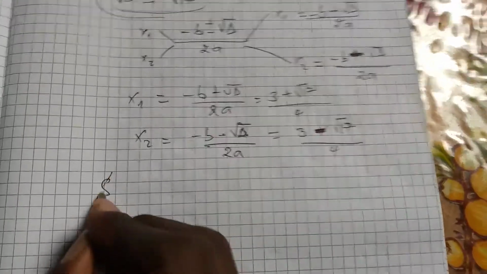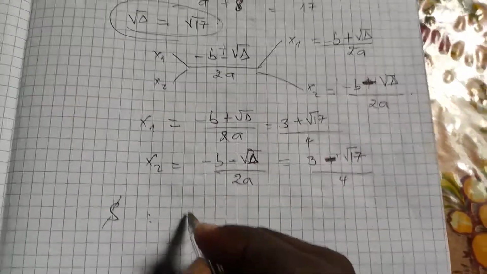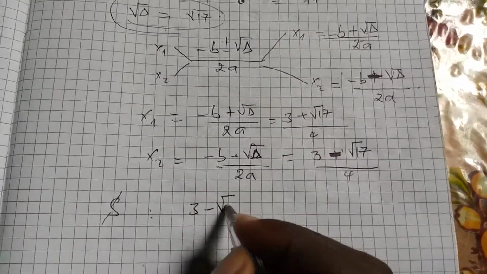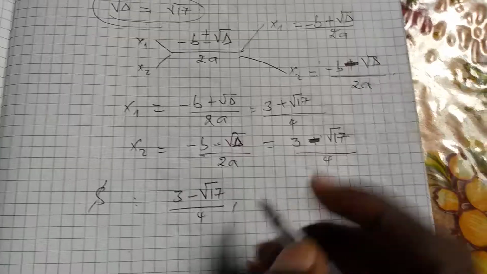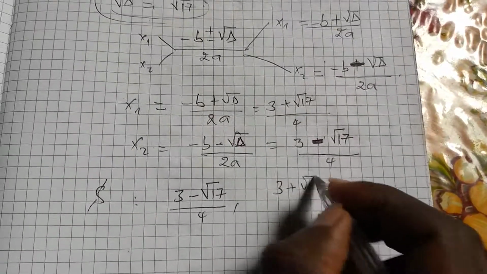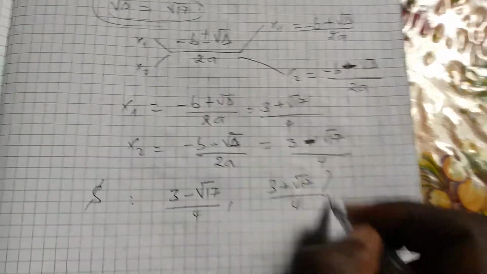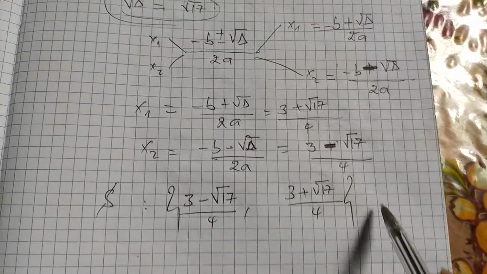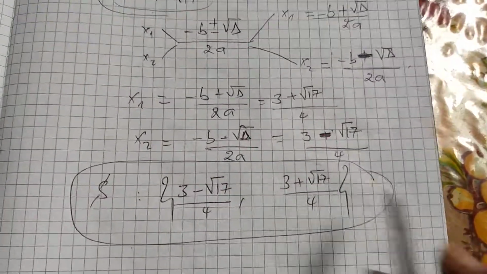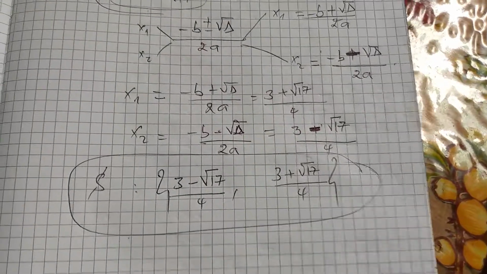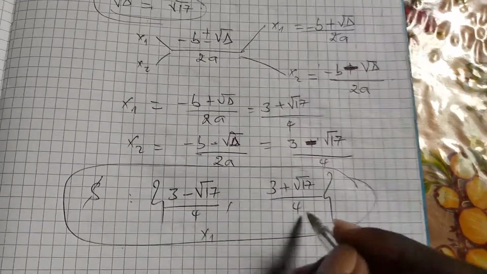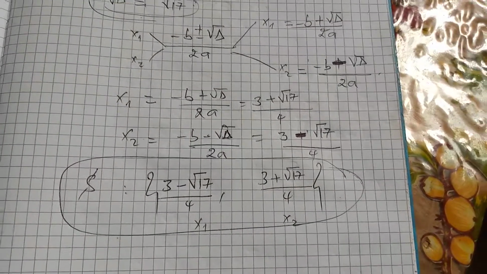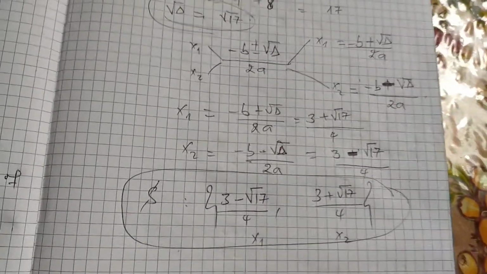Then the solution will be stated like this. You have to know that it is 3 minus the square root of 17 over 4 and 3 plus the square root of 17 over 4. These are the solutions by using the discriminant method. So I think this is the value of x1 and this is the value of x2 as usual.